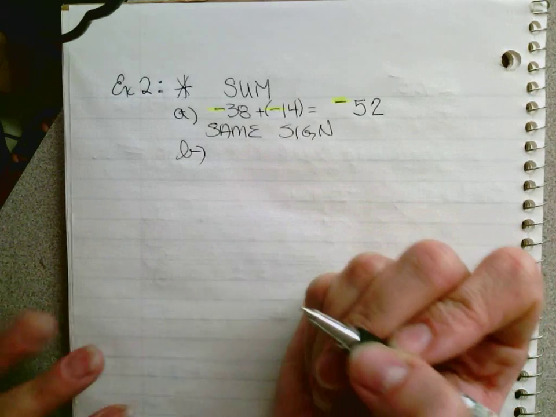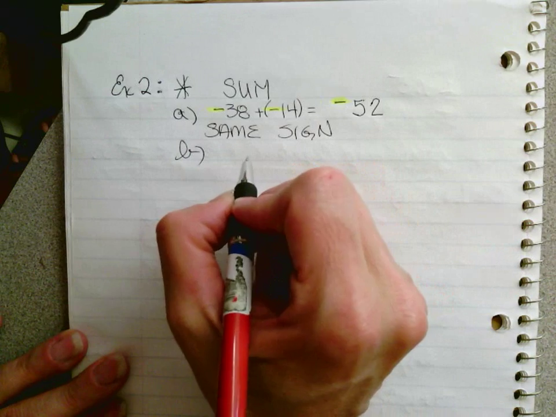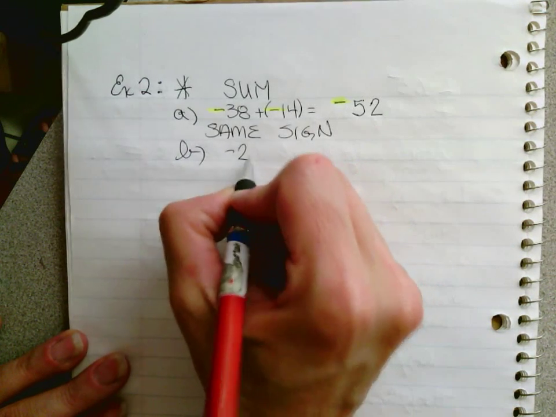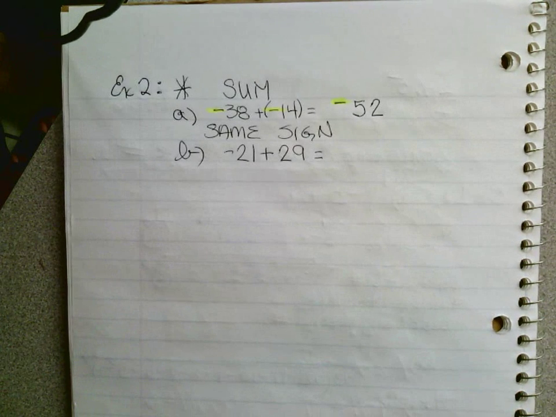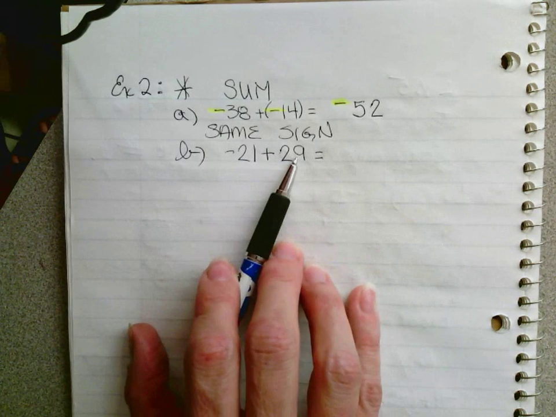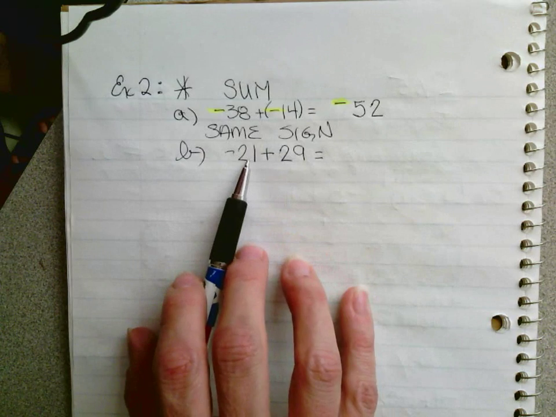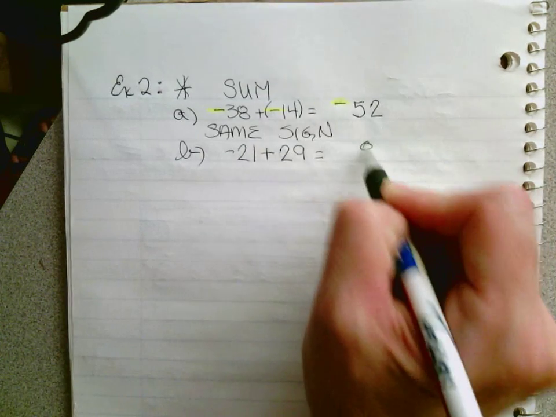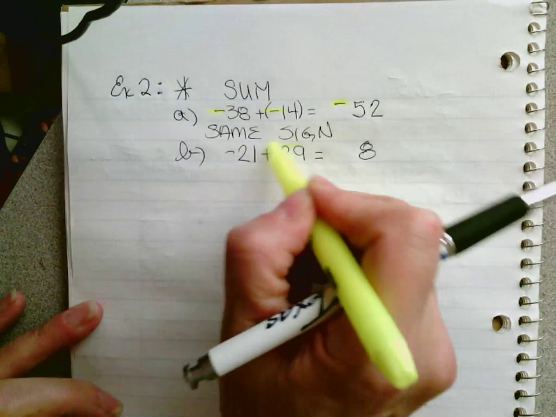My letter B, find the sum of 21 negative and positive 29. Same sign or different signs? Different, so a negative 21 and a positive 29. The rule is to find the difference between the two absolute values. The absolute value of this is 29. The absolute value of that is 21. I would say the difference between these two items is 8. Would you agree? Choose the sign of the one that is larger.